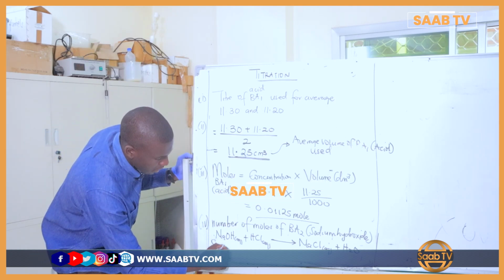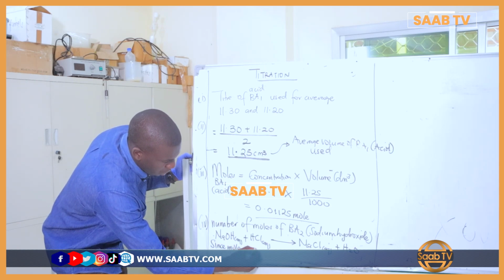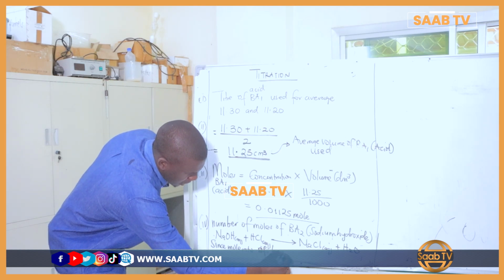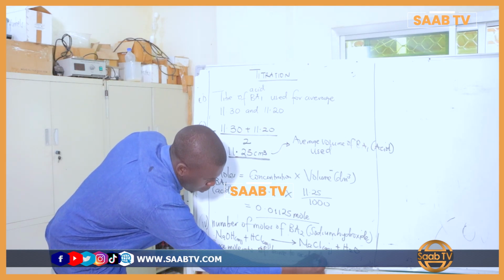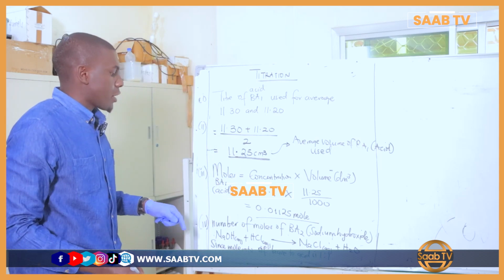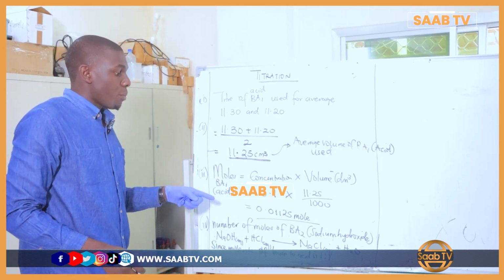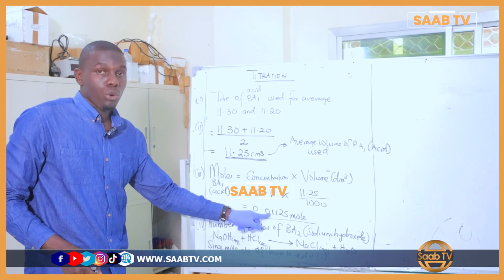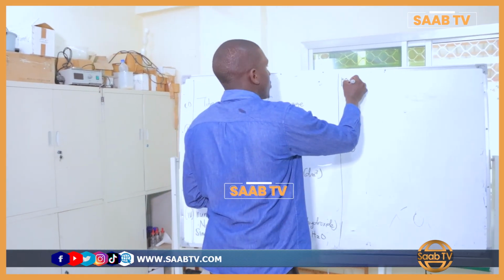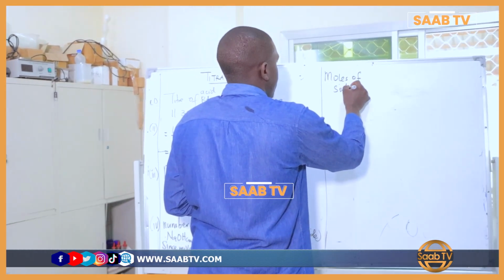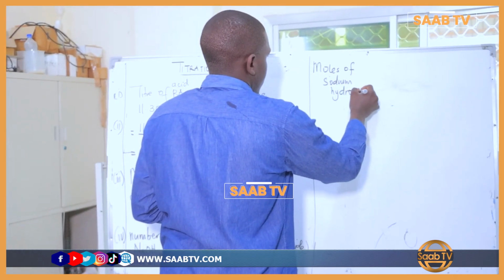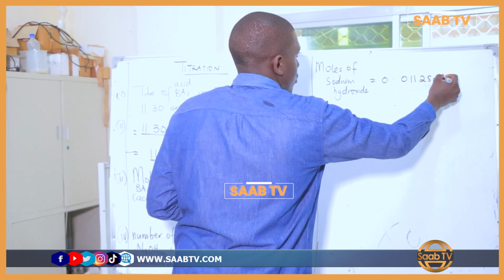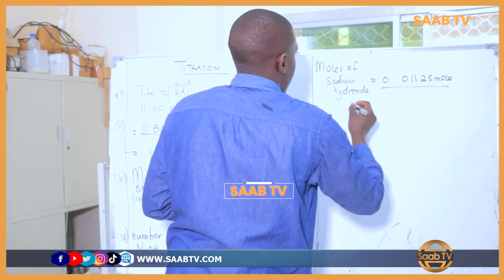And since the mole ratio of base to acid is 1 to 1, how many moles of sodium hydroxide shall we have? To be 0.01125, because the ratio is 1 to 1, and the moles of the acid we have are 0.01125. So the moles of sodium hydroxide is equal to 0.01125 moles. Those are the moles we are using.